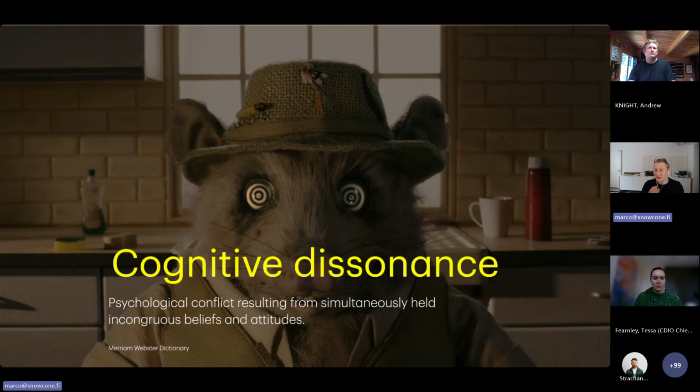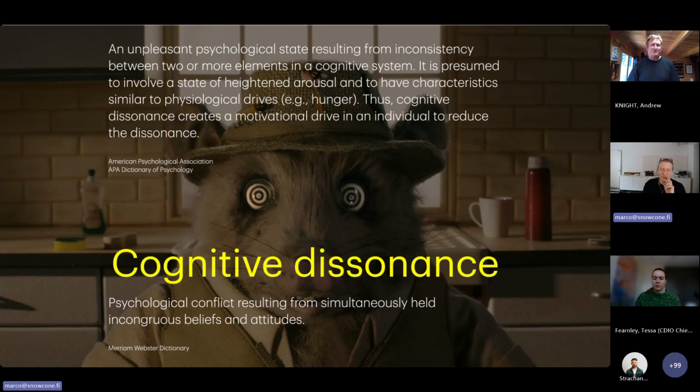All right. So cognitive dissonance, which is maybe the thread that I want to try to connect in the things that I want to talk about in the next 20 minutes, is a conflict resulting from simultaneously held incongruous beliefs and attitudes. I also looked at the American Psychological Association. It's a bit more wordy: unpleasant psychological state resulting from inconsistency between 2 or more elements in a cognitive system. It is presumed to involve a state of heightened arousal, not necessarily in a good way, and to have characteristics similar to psychological drives, hunger, et cetera. So stress, the kind of primordial reaction, these kinds of things that aren't part of the rational analytical side of us are the things that then break through very much.